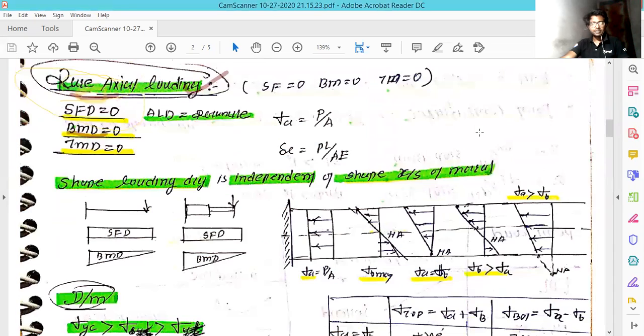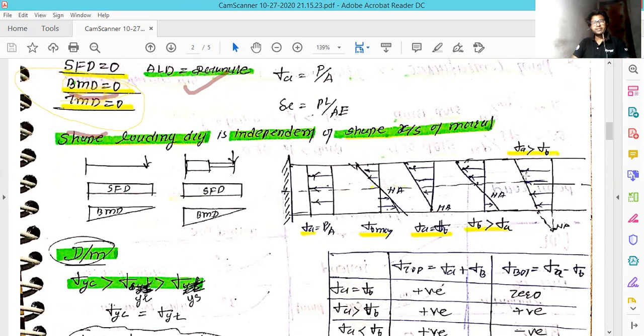Now we move to the other basic fundamental, in which we are applying pure axial stresses. If it is pure axial stress, there would be no shear, because there are no transverse forces. There will be no bending moment, because there are no bending stresses, and the twisting moment also will not be there. Only the axial loading will be applied, and in this condition the shear force diagram is a rectangle and the bending moment diagram will be zero. It is denoted by force upon area, and the change in length is PL by A.